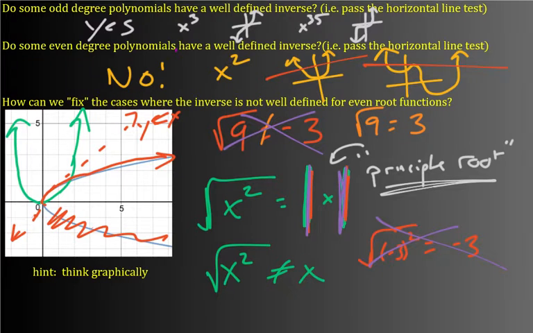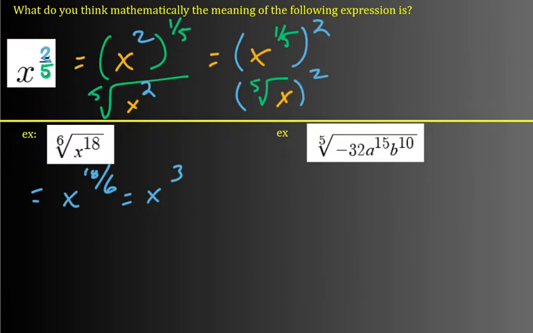A graph is something that's not a function. So we want an actual function. So the way we do that, pop absolute value on it. And then you'll be fine. That is the correct answer to that.